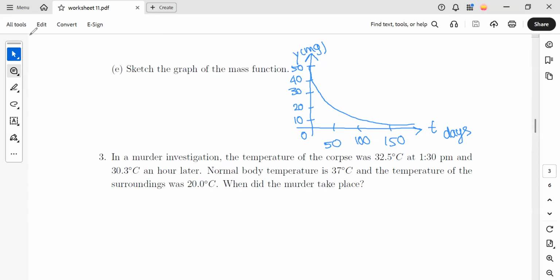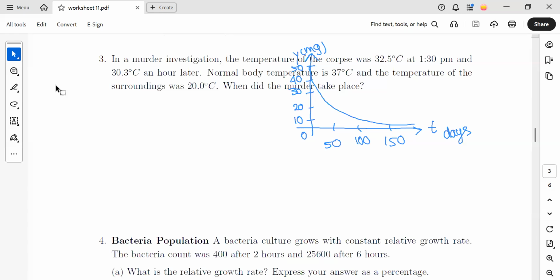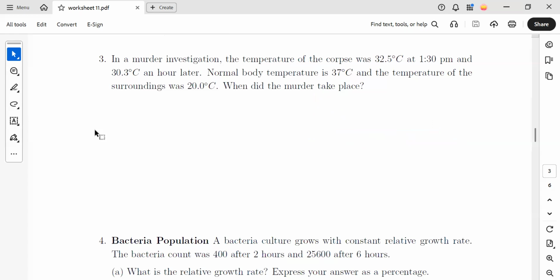Number 3. If you are interested in crime series, this one would be interesting for you. So after reading the question, we conclude that T of 0 is 32.5 degrees Celsius and T of 1 is 30.3 degrees Celsius and T of the surrounding is 20 degrees Celsius.